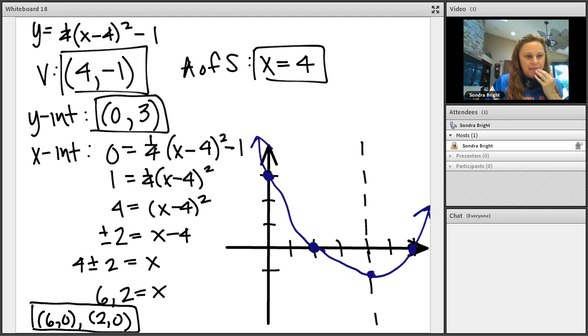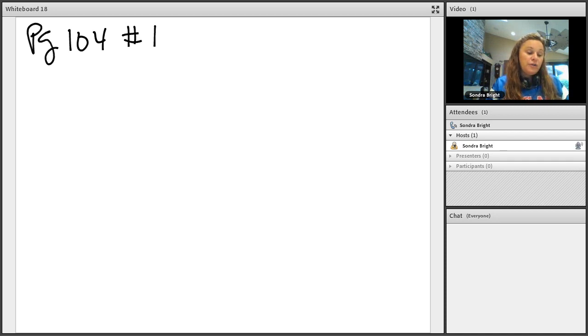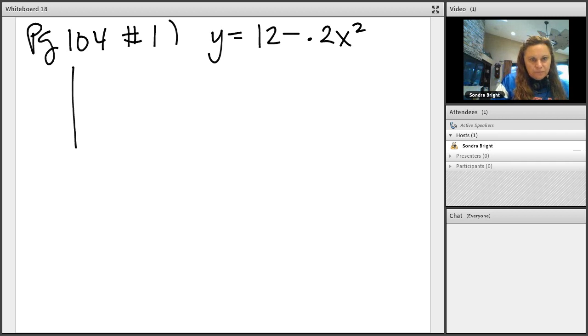Let's do one like page 104, number 1. It tells you to find the max perimeter of a rectangle where the top vertices are on the curve of the parabola y equals 12 minus 0.2x squared, and the bottom is on the x-axis. So we did one like this in class. Look in your notes. They're in your notes.